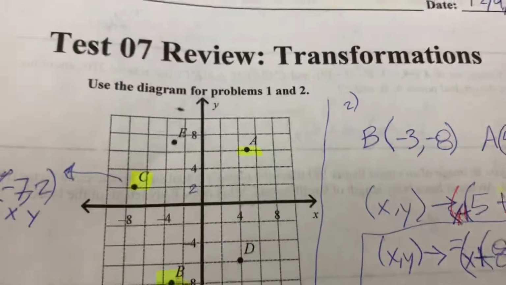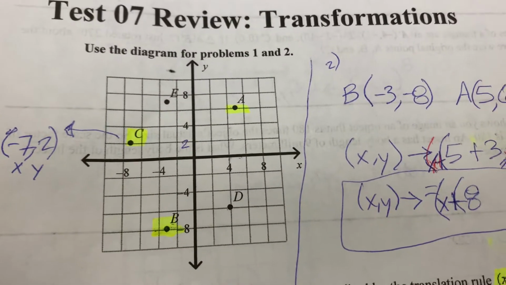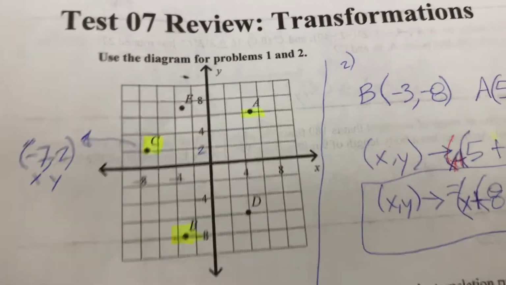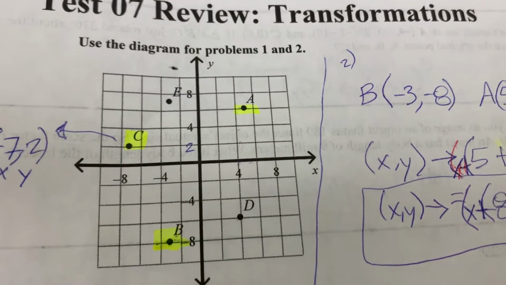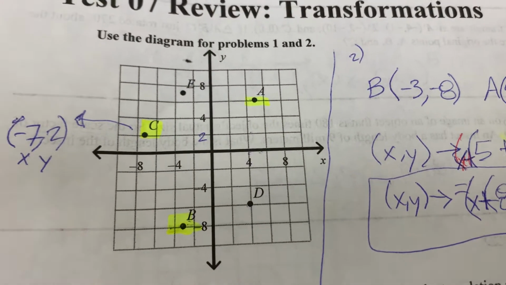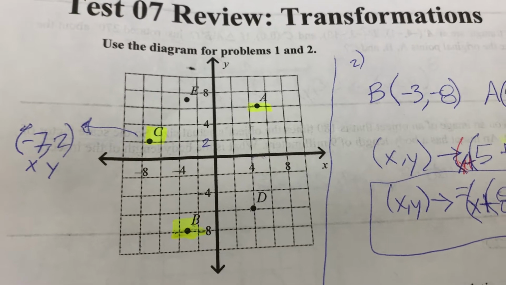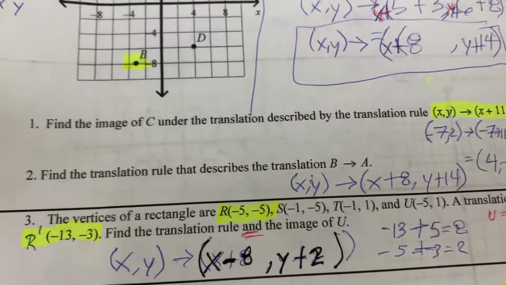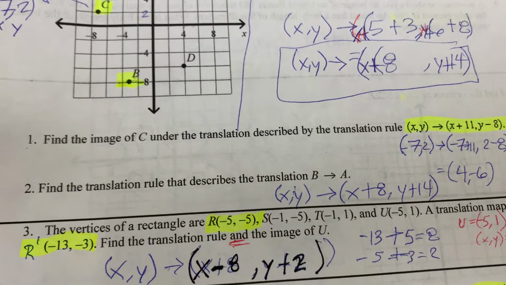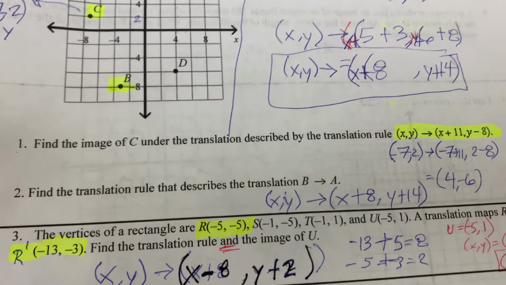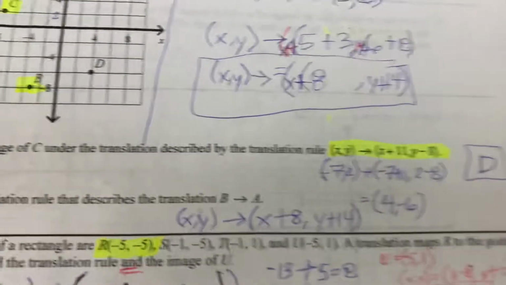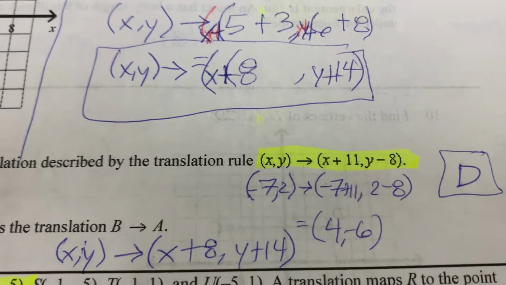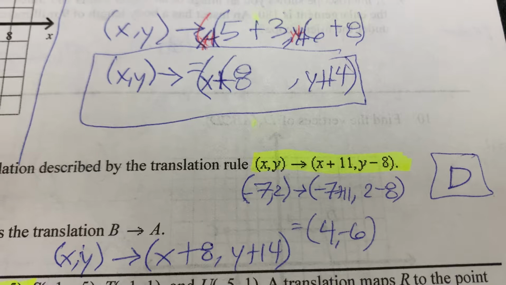Okay, so first of all, this is what you're given on number 1. You have that there. I did a little highlighting here just to draw your attention to a couple of those points. For point C, that's going to be used for number 1. Number 1 is asking, find the image C under the translation described by the translation rule xy to x plus 11, y minus 8.